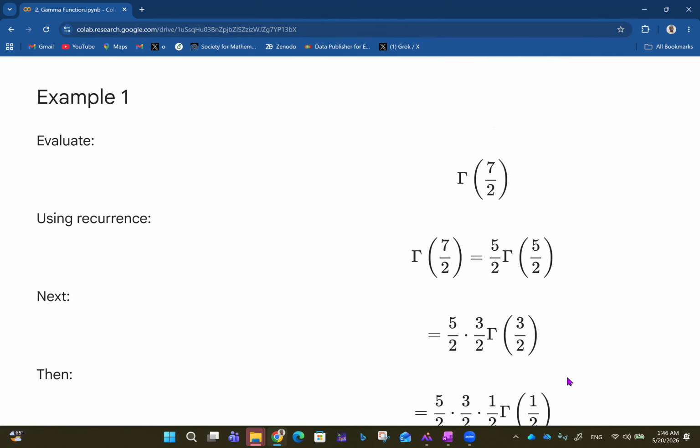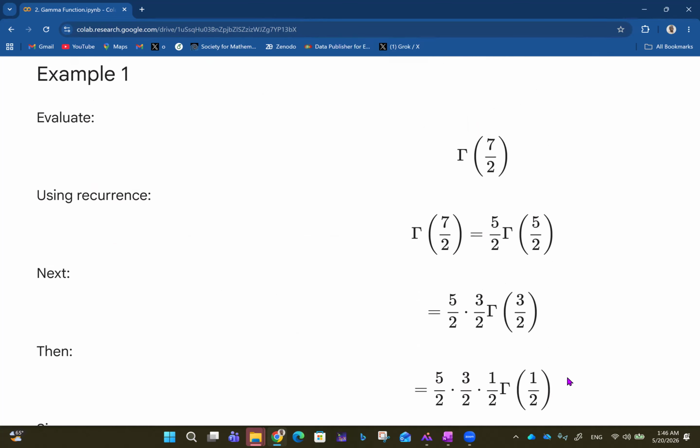And then you have example 1 here. Imagine you want to evaluate gamma 7 over 2. We know gamma 7 over 2 is the same thing as 5 over 2, gamma 5 over 2. And then gamma 5 over 2 here is 3 over 2, gamma 3 over 2. So you keep breaking it down until you get something you can get a value for.